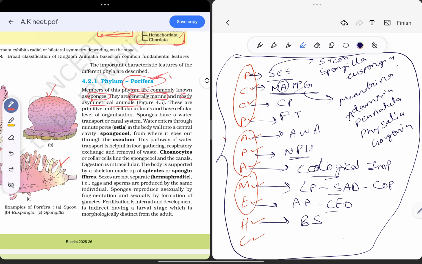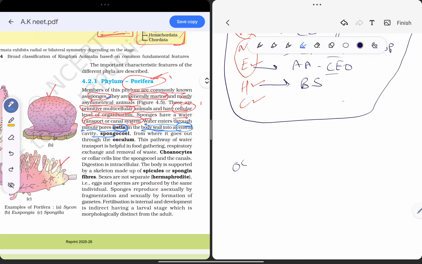Mostly asymmetric animals. These are primitive multicellular animals and have a cellular level of organization. They have a water transport or canal system. The important thing is that sponges have a water transport or canal system. Generally marine is important, primitive multicellular animals is important, and cellular organization is important. Next, water enters through the minute pores called ostia.